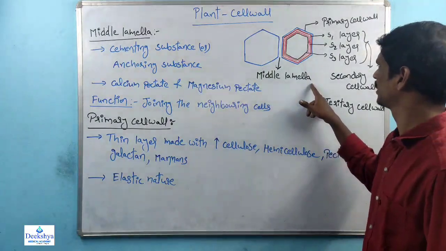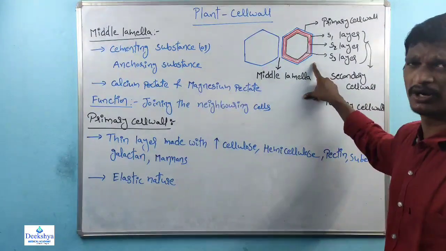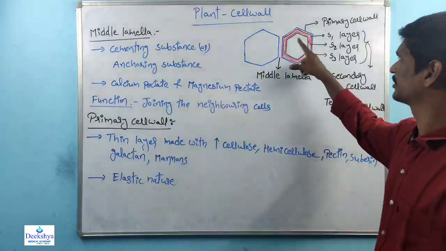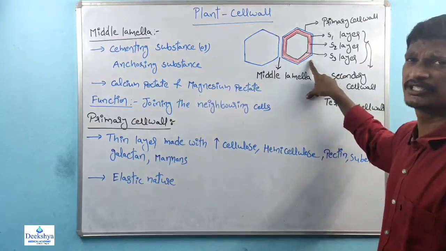So that is about that middle lamella. And coming to the next one, primary cell wall. The outermost part of the plant cell, that is the primary cell wall. Here what I drew with blue color, right? That part indicates the primary cell wall.